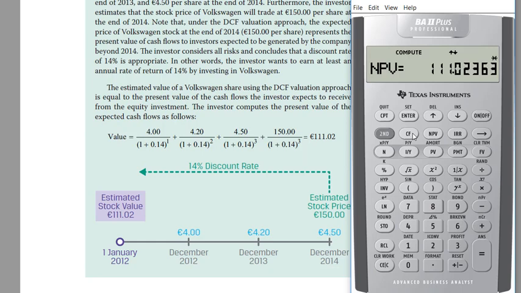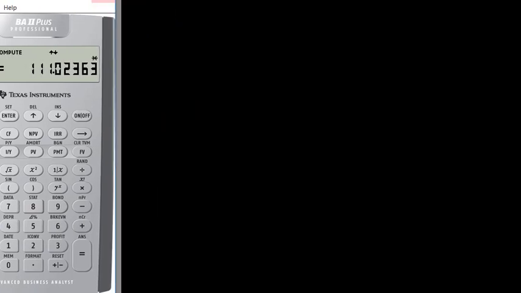Okay, so again, the estimated stock value, or the intrinsic value, using this analyst's estimate of selling the stock at 150 euros at the end of 3 years, plus the estimated dividends, is 111 euros and 0.02, and it's simply the present value of the future cash flows.